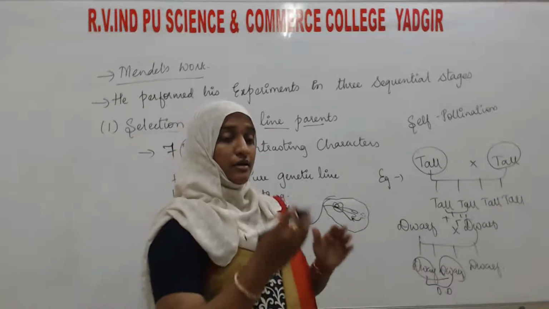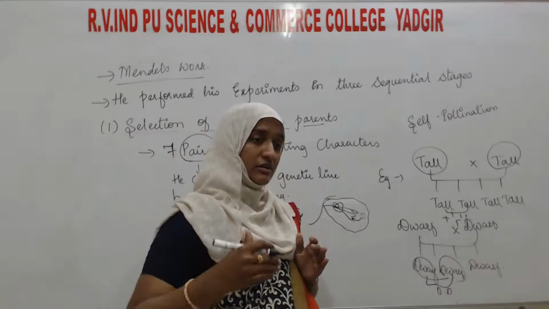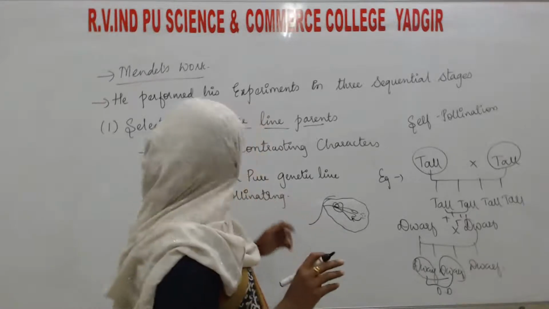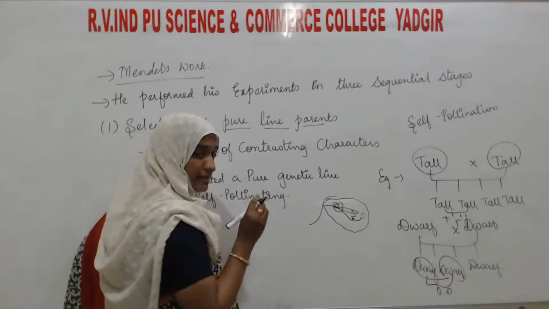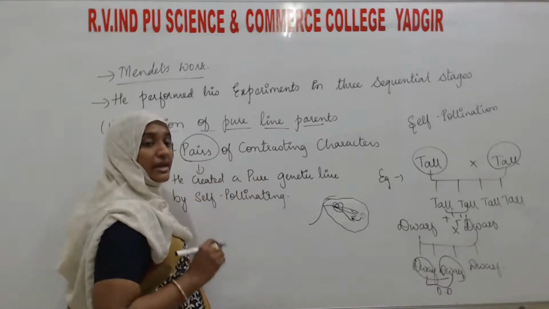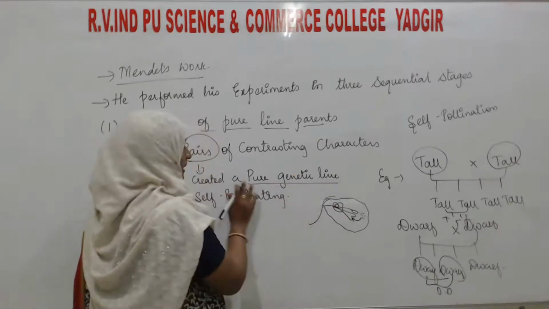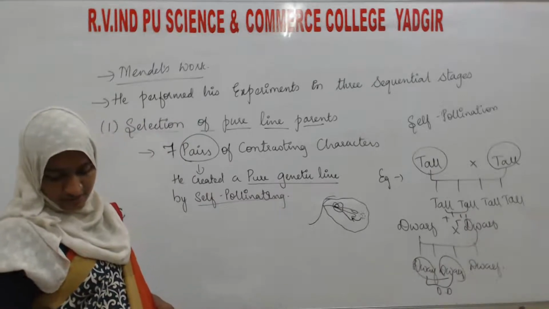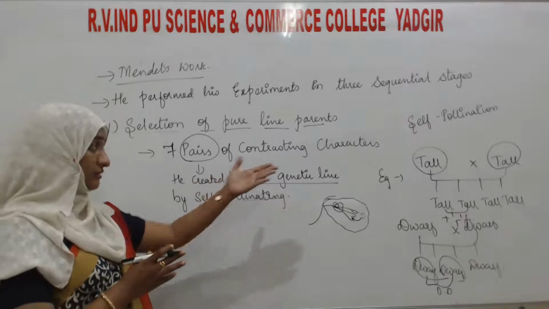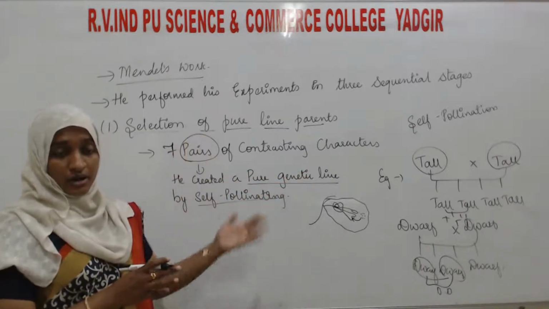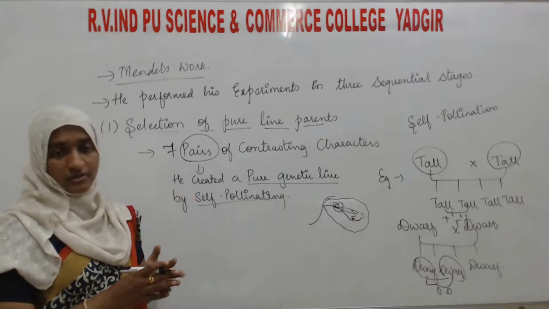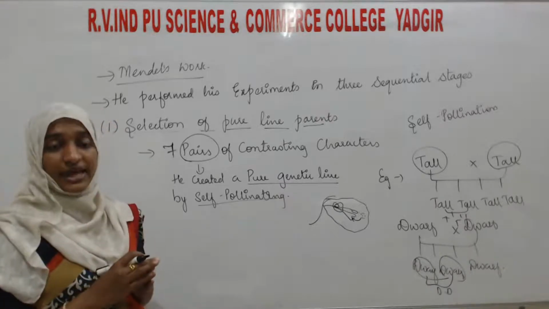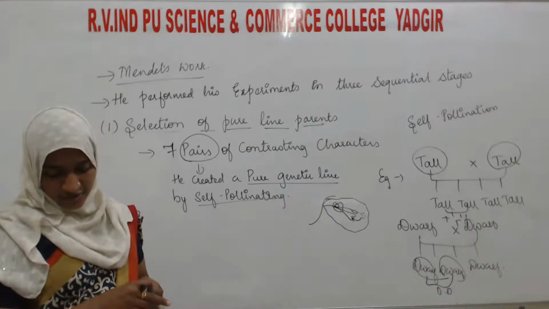That means for many generations, the same genes are going to transfer. There is no change. So that process we can call maintaining a pure genetic line. It is created by self-pollinating. Here I have given two examples. So he tried like this with the characters tall, dwarf, color of the flower, color of the seed and all. How many characters? He had tried it for 12 characters.